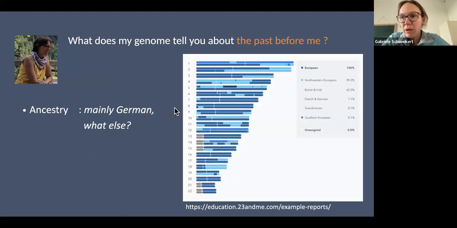But it's not only about me, of course, that this data contains information about. It goes way beyond me. It also tells you about what has been there before me, so about my past. It tells you about my ancestry. It will tell you that it's probably mainly German, mainly European, but there's probably quite a lot of other ancestry mixed into it. So what could that be?